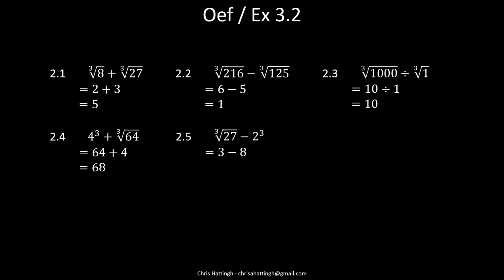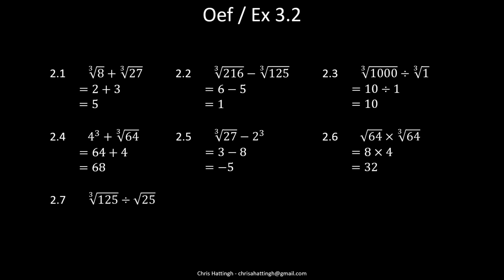Number 5, 3 minus 8 gives you minus 5. Number 6, 8 times 4 gives you 32. Number 7, 5 divided by 5 gives you 1. And number 8, 4 plus 3 minus 9 gives you minus 2.